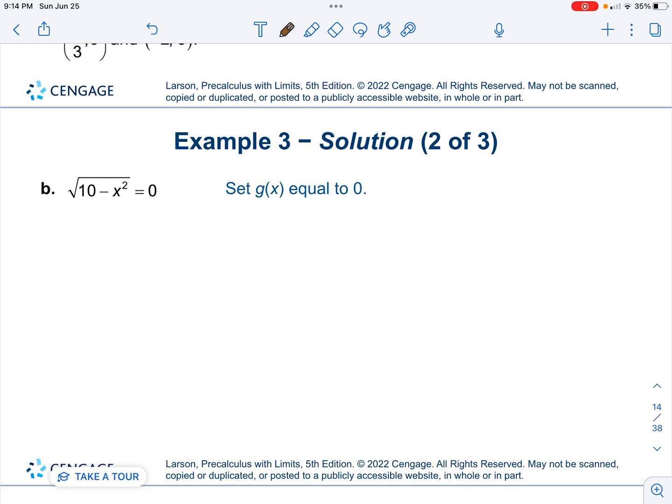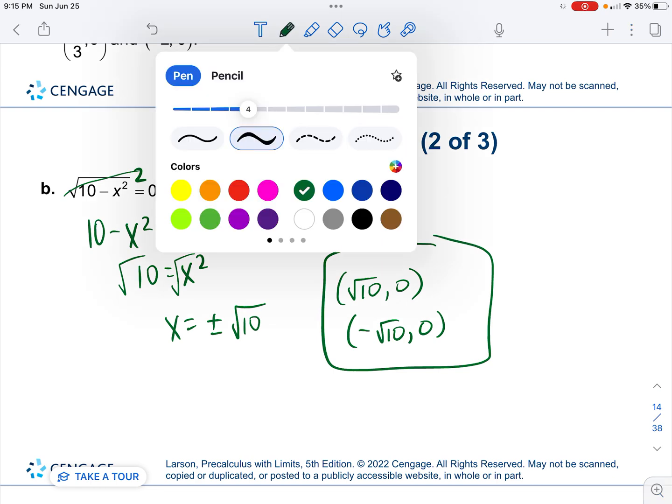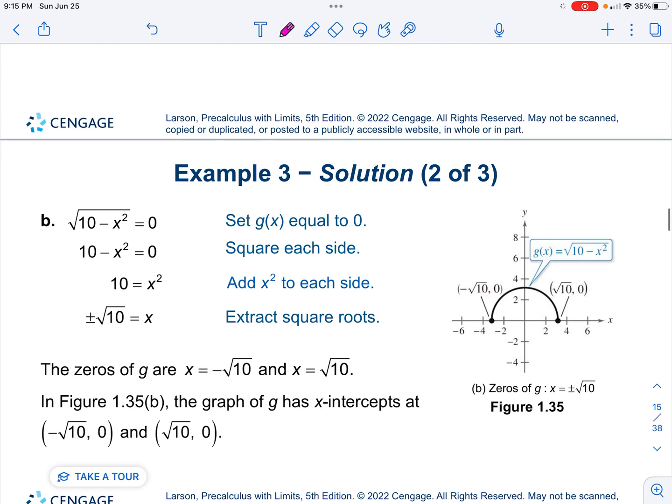Next one, I set it equal to 0, and here it's not quadratic, so I'm not going to factor. I'll just solve algebraically by undoing everything. First, square root and squared are inverses. They cancel each other out. 0 squared is 0. I'll add x squared to both sides, and then square root. So my 2 answers are plus and minus square root of 10. Here's what those zeros look like. And the nice thing with the typed up solution, they also have a graph, so you can see what those points look like.